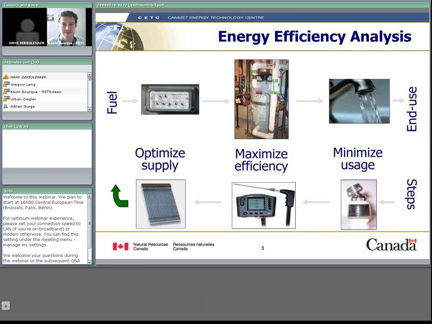The last step is to optimize your supply. Once you've minimized usage and maximized the efficiency of your equipment, that's when you look to other options. How can I maybe include solar water heating systems to either replace a portion or all of my hot water needs? And you'll notice that at the end we have an arrow pointing up because this is a cyclical analysis. Once you've optimized your supply by maybe adding renewables to your project, this has an impact on the fuel that you use. And so it's important to close the loop, as it were.